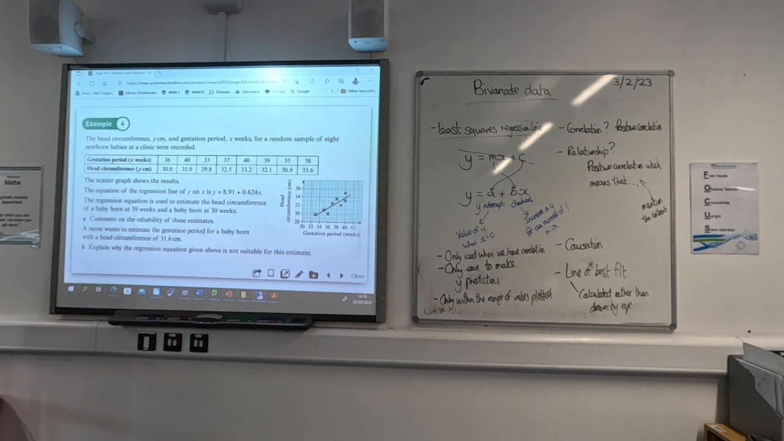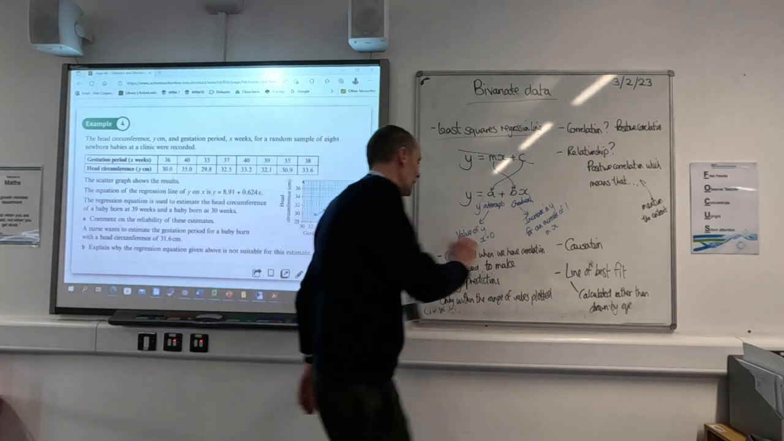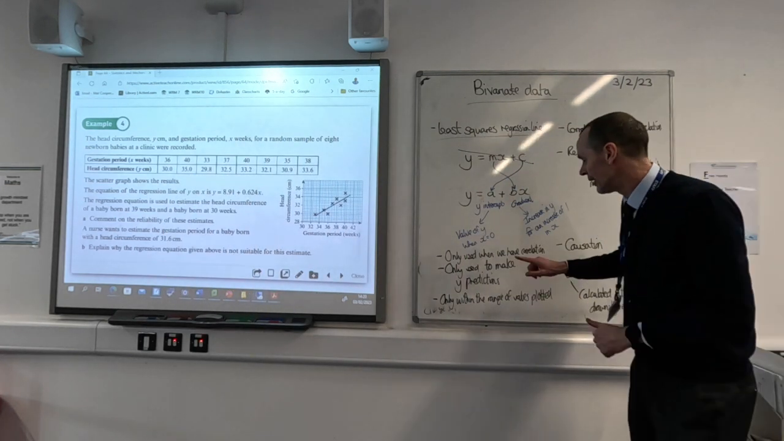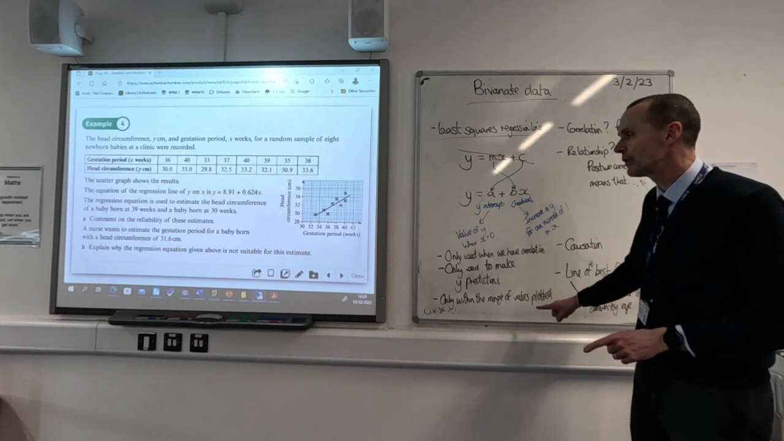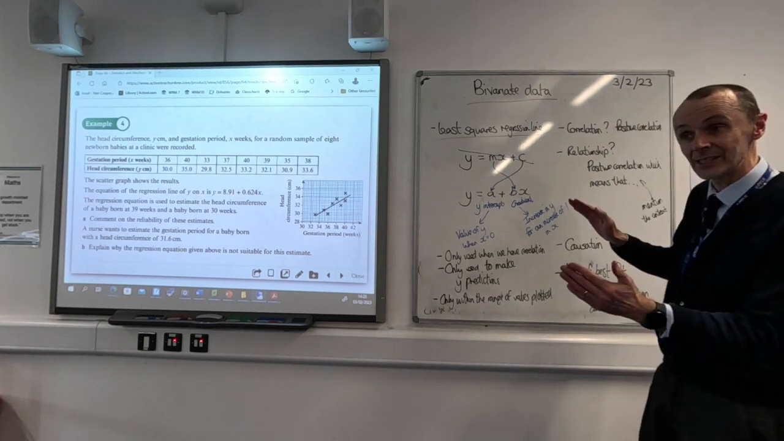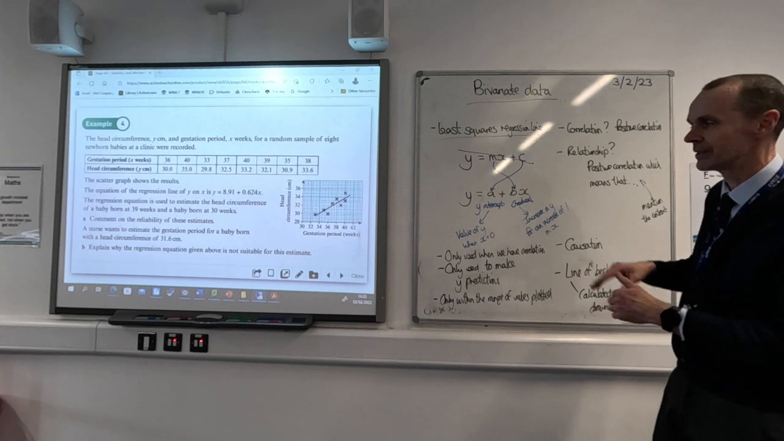Okay, so it is perfectly okay to make a prediction for a baby born at 39 weeks. Let's just check the 3 checks. Do we have correlation? Yes. Are we making a prediction for Y? Yes. Is it within the range of values? Yes. 39 weeks is within the range of values.